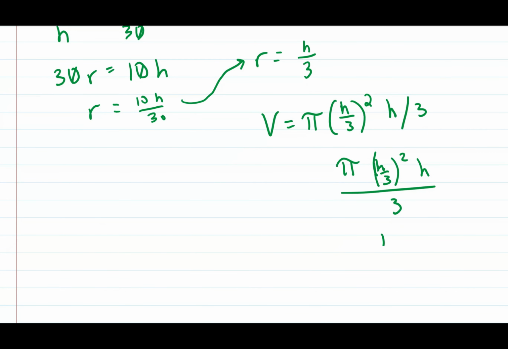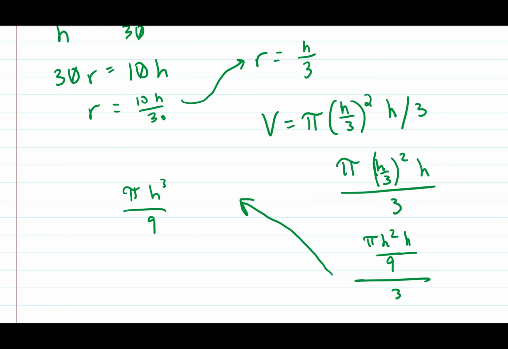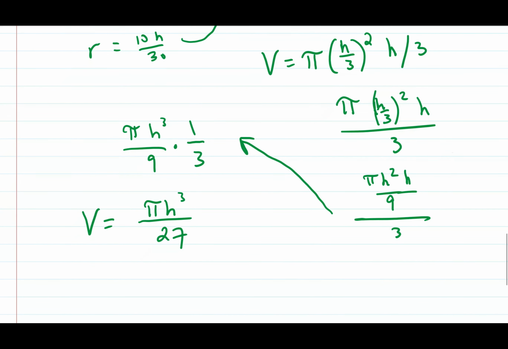Well, H over 3 squared is H squared over 9. And then we have pi next to it, as well as the other H. And that's divided by 3. Take it over here. It becomes pi H cubed over 9. And then it's divided by 3, so we can multiply it times 1/3. So we have pi H cubed over 27. All right, so V is equal to pi H cubed over 27.